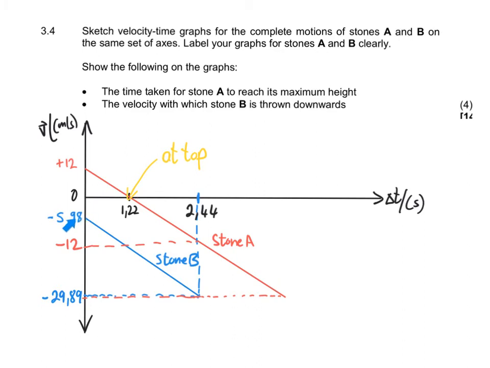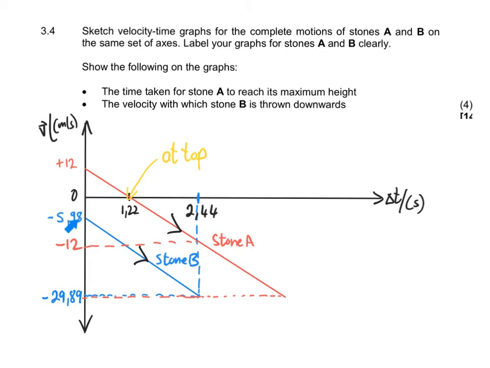Stone B starts with a negative velocity of minus 5,98. It too has a negative gradient, and these two gradients need to be the same because they are both minus 9,8 meters per second squared. So these two lines need to be parallel to each other because both of the stones are under free fall. They both have an acceleration of minus 9,8 meters per second squared.